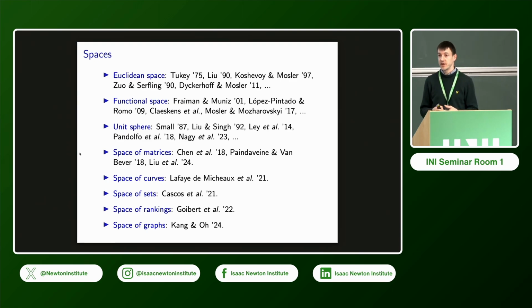And data depths have been defined for different spaces, right? For Euclidean space, what we have seen today, but also for functional spaces, for directional data, for the space of matrix data, for curves, for the space of random sets, for the space of rankings, and on the space of graphs very recently.